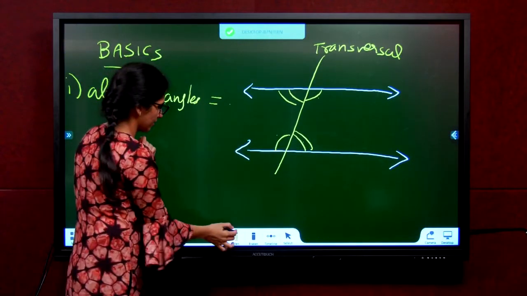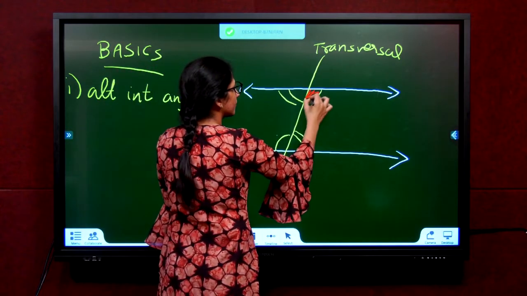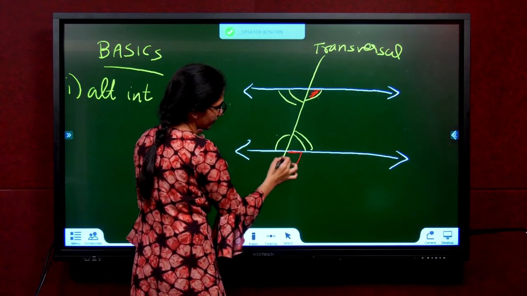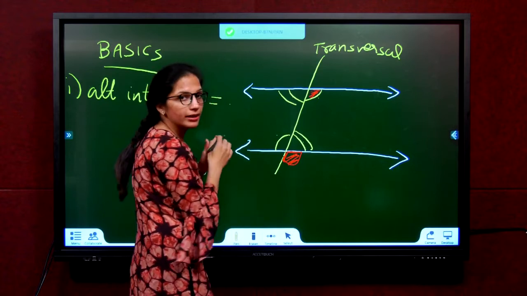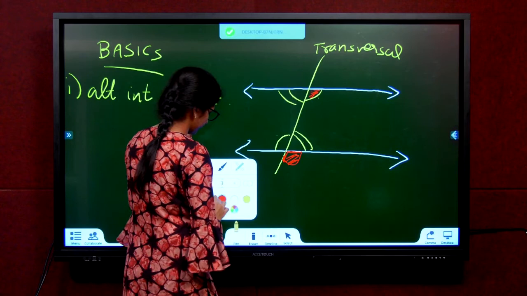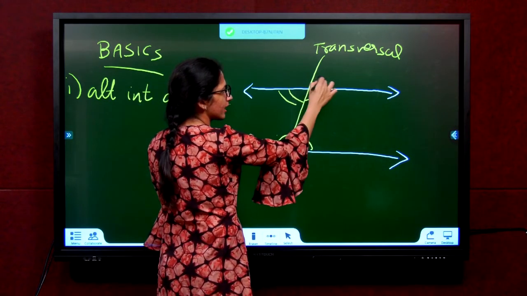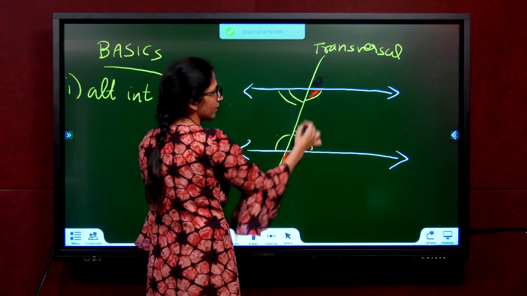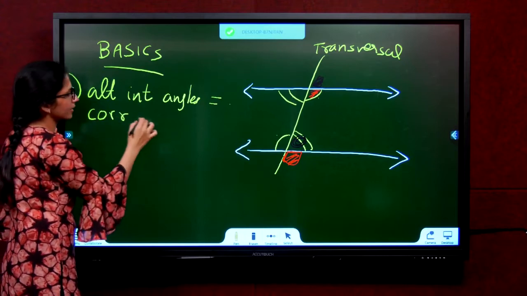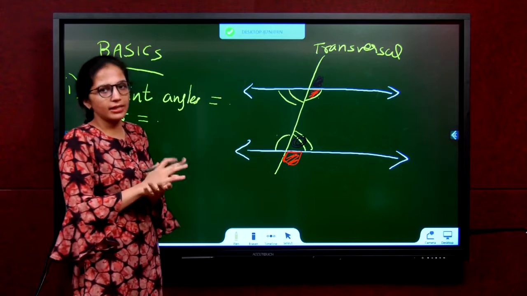Next, if you take one angle inside and one angle outside on the same side, they are called corresponding angles. See, if you take it, let's say here, then who is this one's corresponding angle? This is outside. Inside one will be this. They are equal. So, corresponding angles are equal. So for parallel lines, alternate interior angles are equal, corresponding angles are equal.